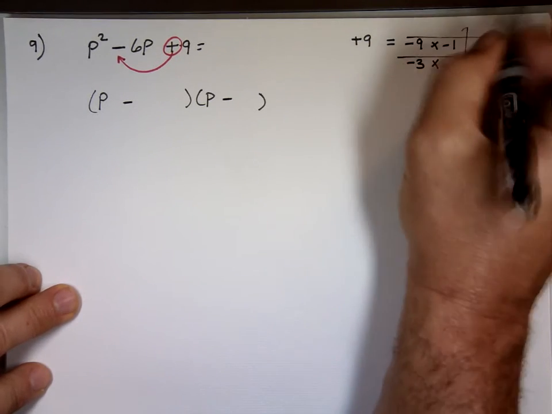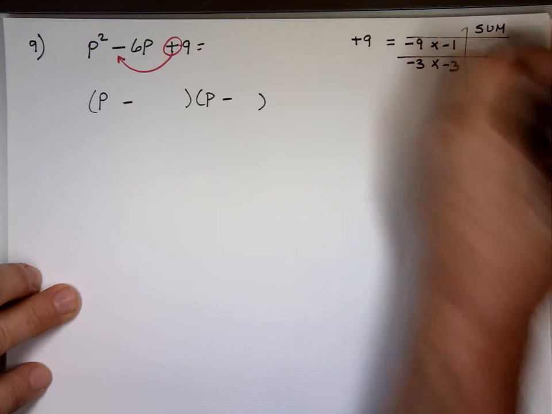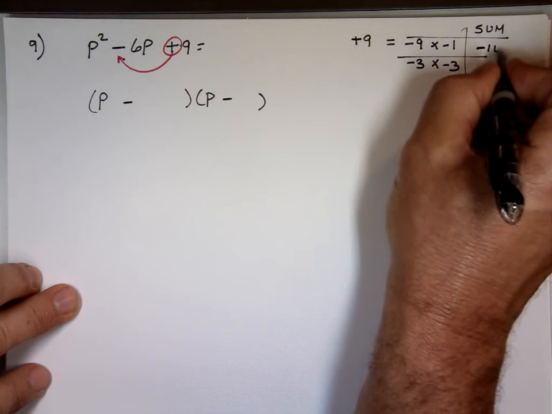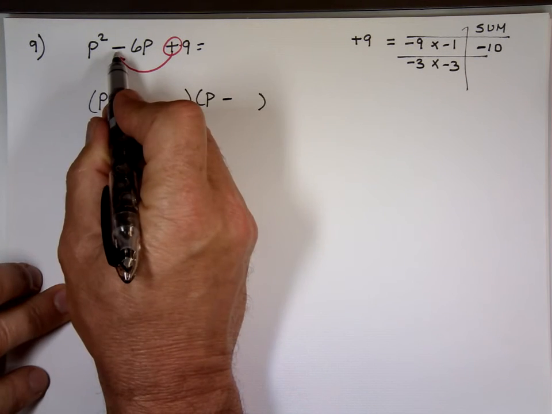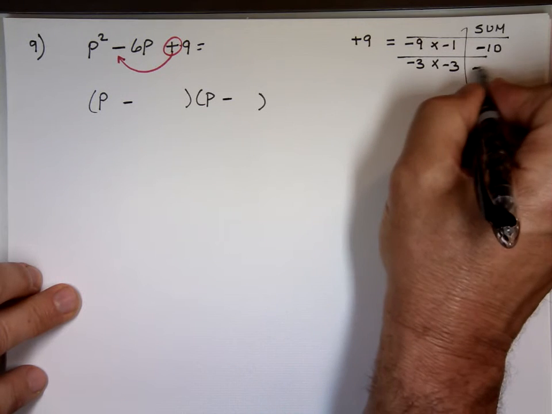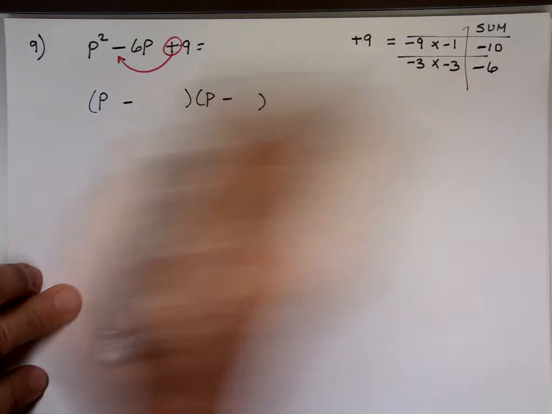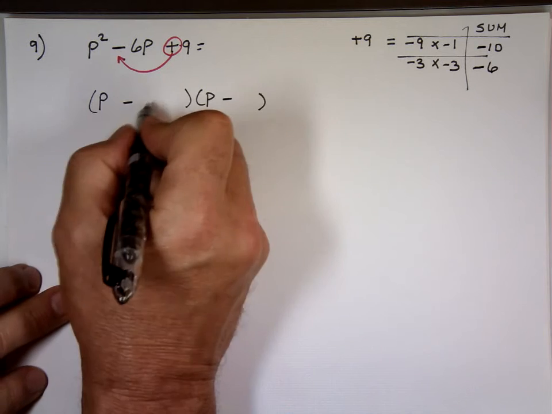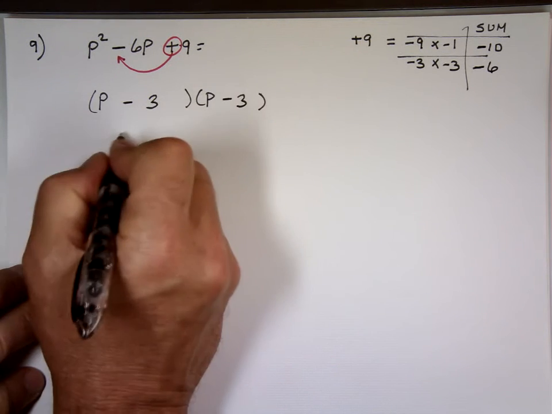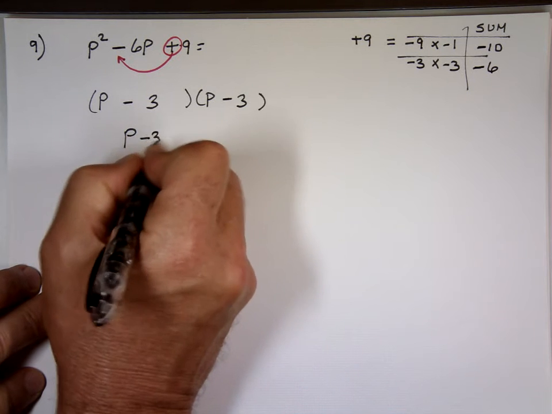Let's look at the sum of these numbers. What's negative 9 plus negative 1? That's negative 10 when you add them. That doesn't match. What's a negative 3 plus a negative 3? Negative 6 when you're adding here. That does match. So the two numbers are the negative 3's. And since they're the same, maybe you want to write that as p minus 3 squared. It's the same thing.